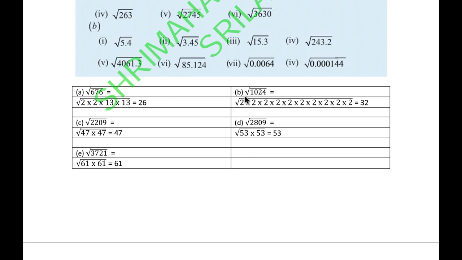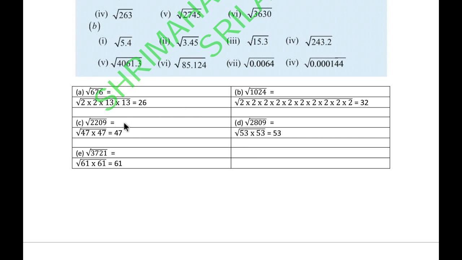The next one is root 1024. When you consider 1024, that will be 2 times 2 times 2 times 2 times 2 times 2 times 2 times 2 times 2 times 2. So 2 is repeating 10 times. You need to consider half of the numbers, so 2 five times by itself: 2 into 2 into 2 into 2 into 2, that is 32.